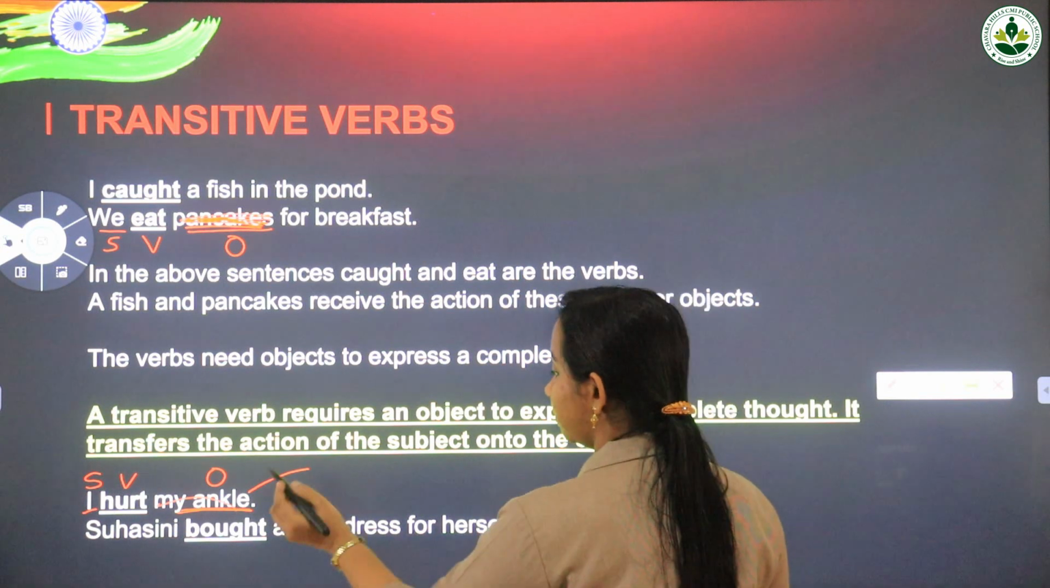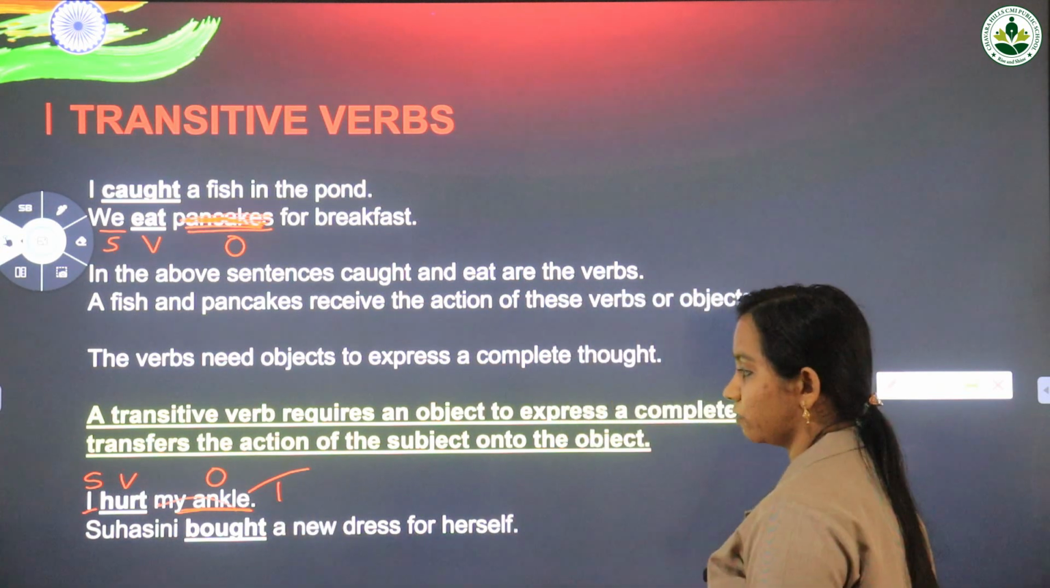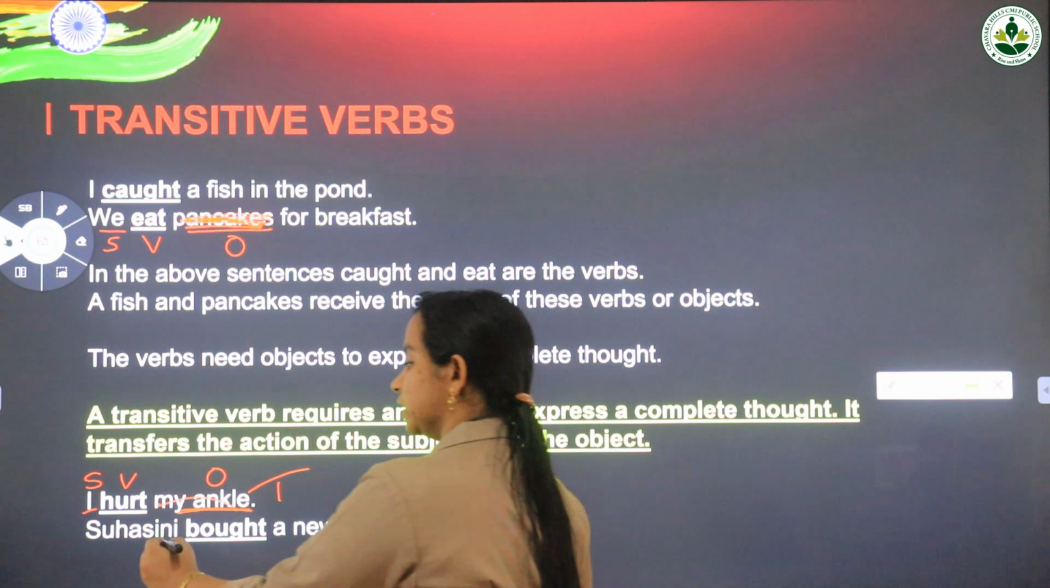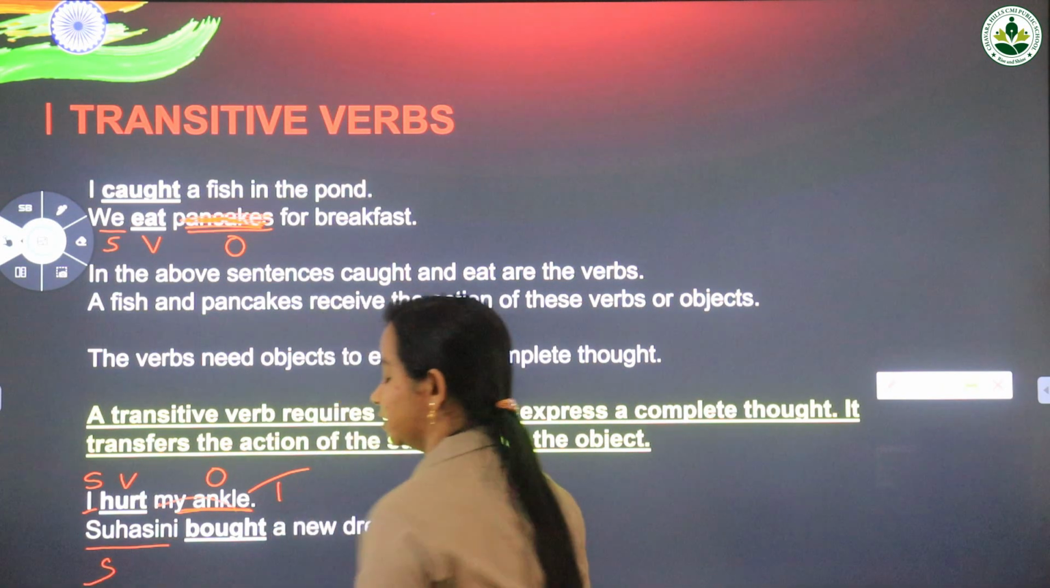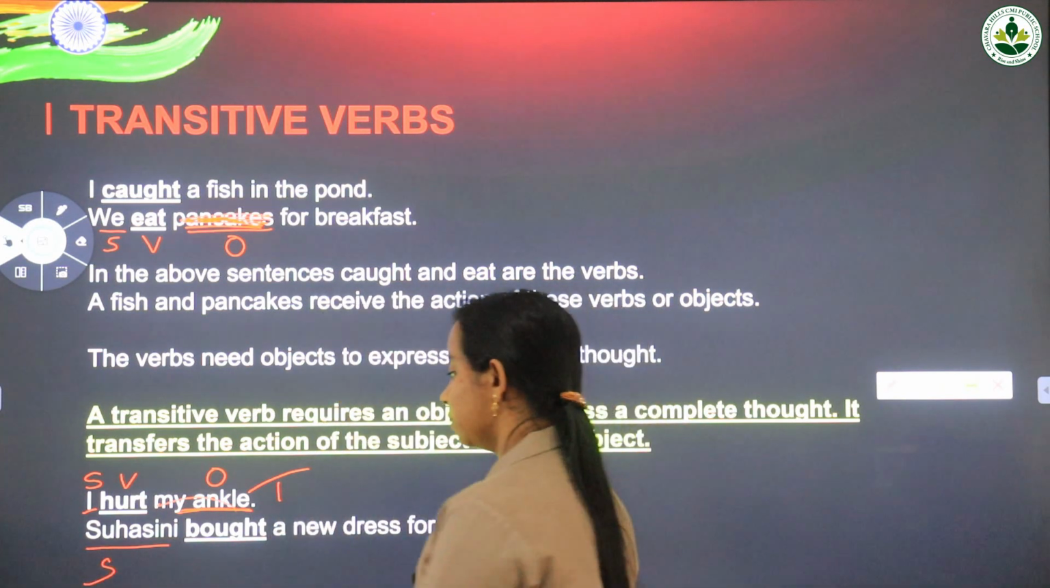Now Suhasini bought a new dress for herself. So what is the subject? Who is doing the action? Suhasini. So here we have subject. And what is the verb? Bought.